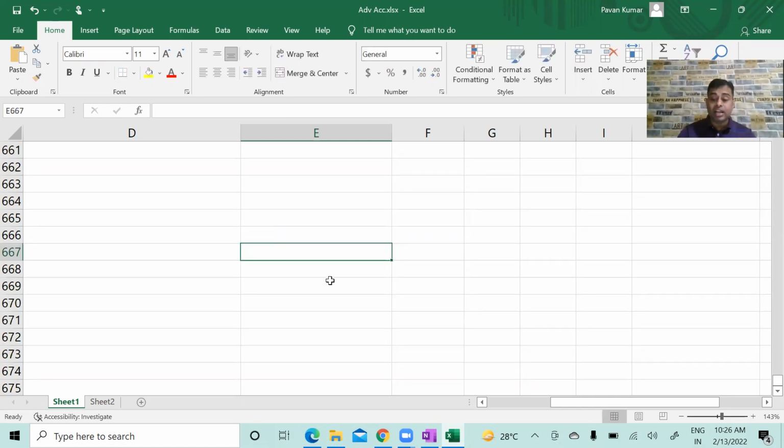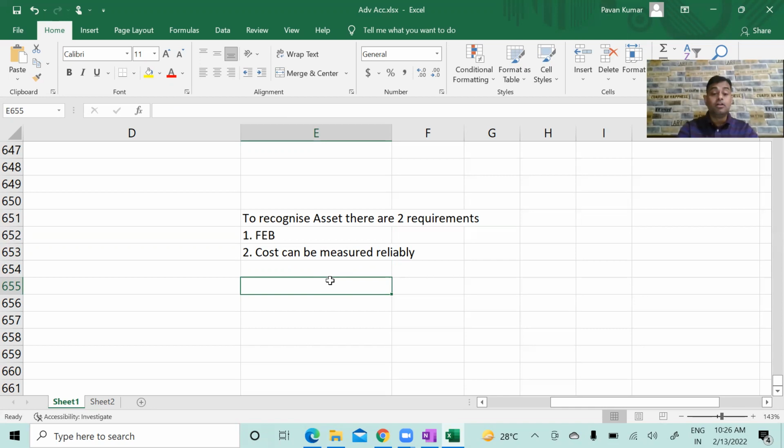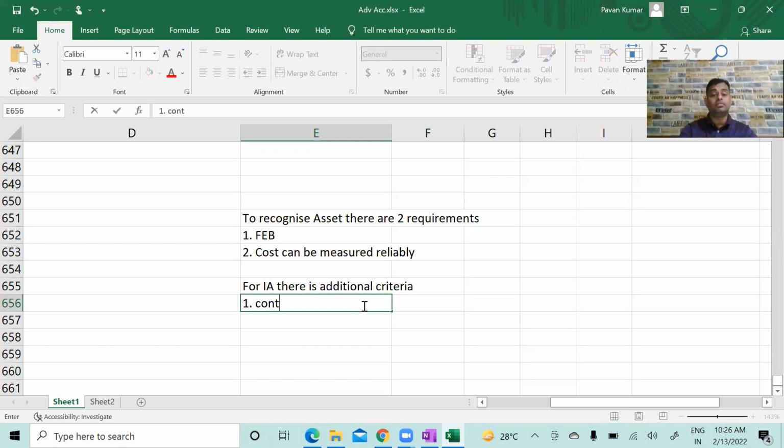Cost can be measured reliably. So anything can be capitalized only if these 2 conditions are satisfied. Correct? Yes, sir. Now, for intangible assets, there is additional criteria.